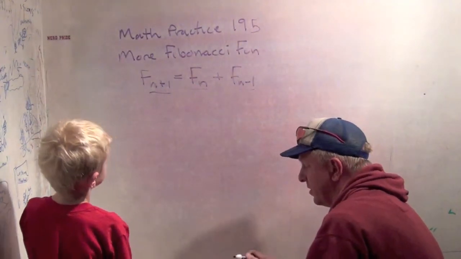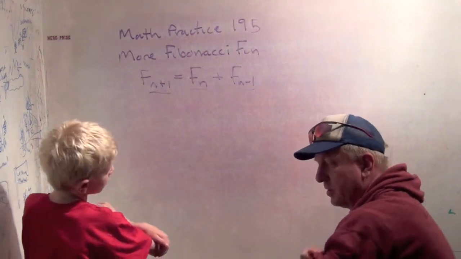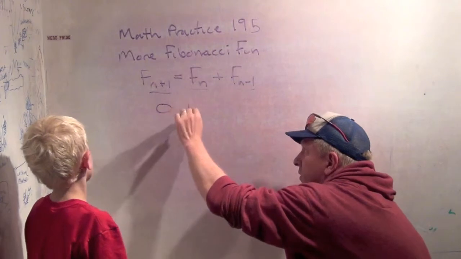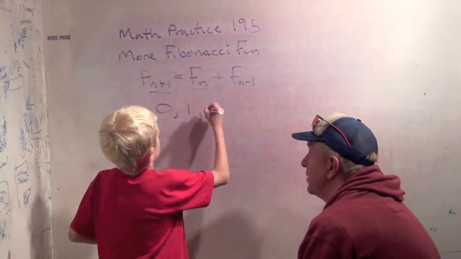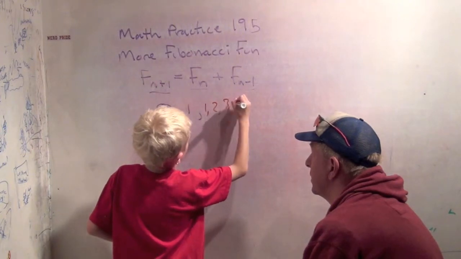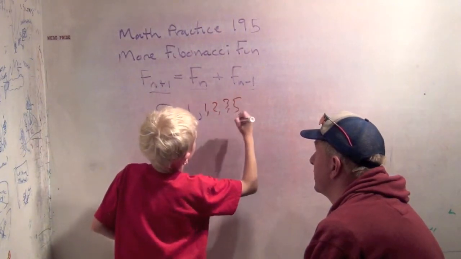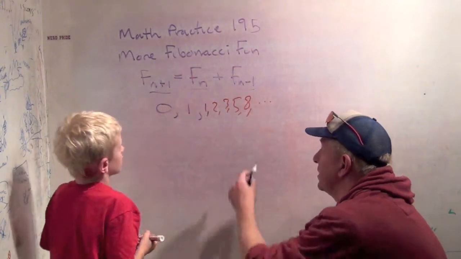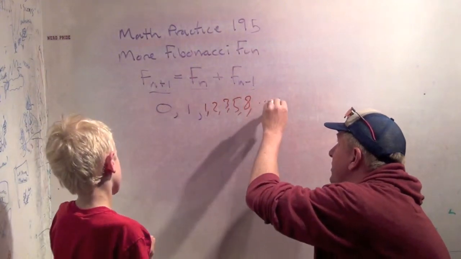And you remember what we start with to get the Fibonacci numbers? Well, we start with 0, and 1, and then 1. And how do they go? 1, 2, 3, 5, 8, and so on. 8 plus 5 would be 13. That would be the next one.